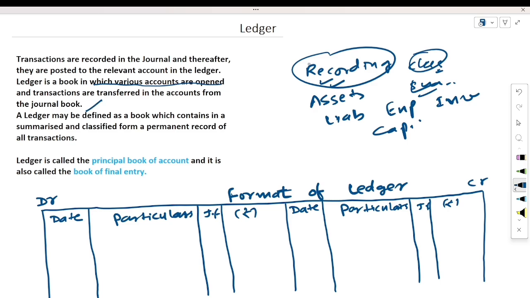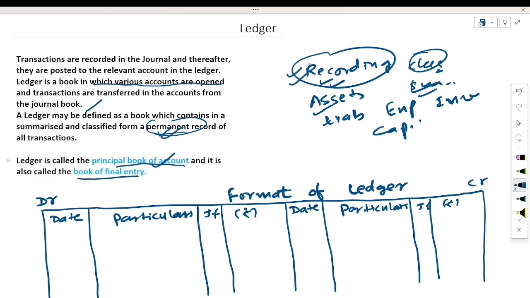It means whatever entry you have recorded in general, from the general book you will transfer or post that entry into the books of ledger. This ledger book is also known as the principal book of account or permanent record of all transactions. It is also known as the permanent book and the book of final entry.